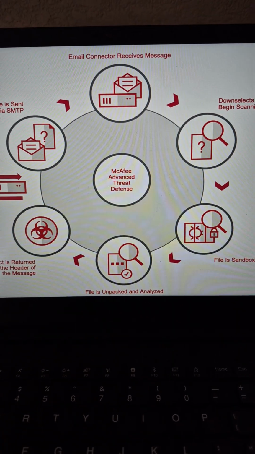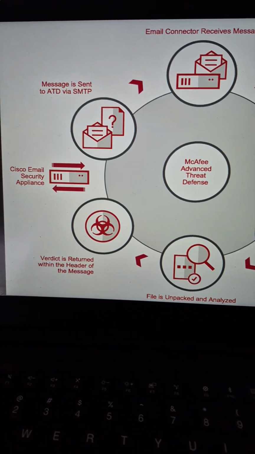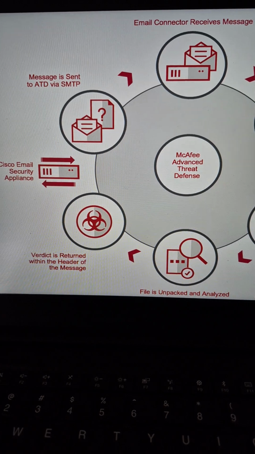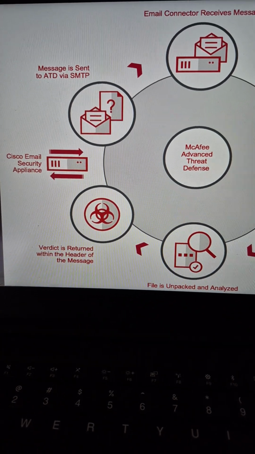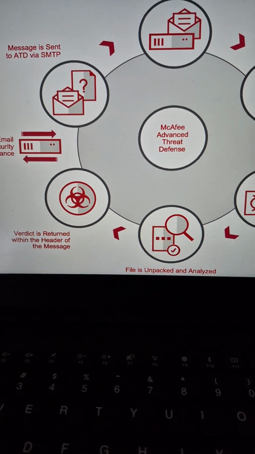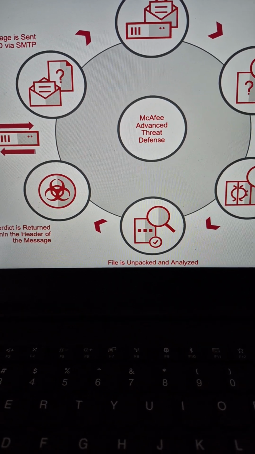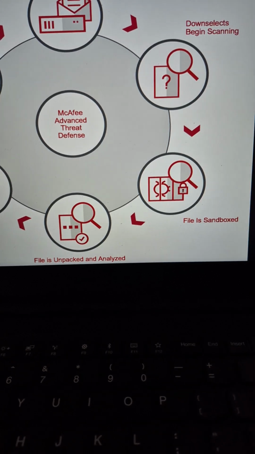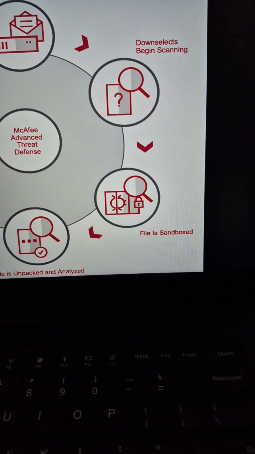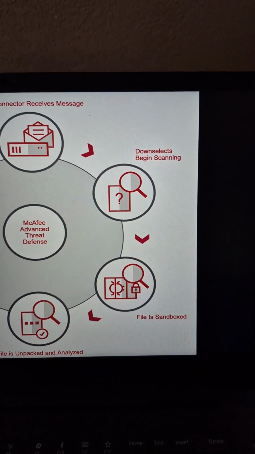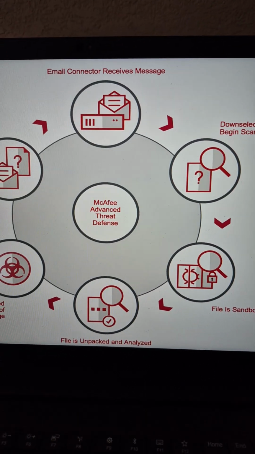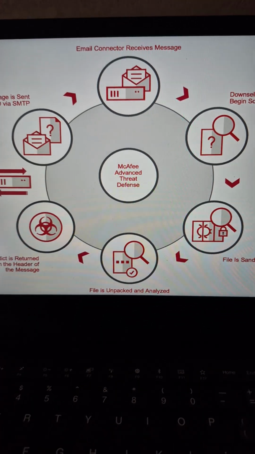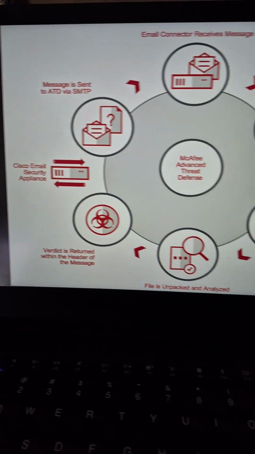Okay, email connector receiving messages. This is all about email. A message is sent to the ATD by the SPTM. You have the Cisco Mail Security Appliance. The verdict is returned with the header of the message. Then the file is unpacked and analyzed. The file is put in a sandbox, and scanning begins. McAfee Advanced Threat Defense. Be mindful of it.